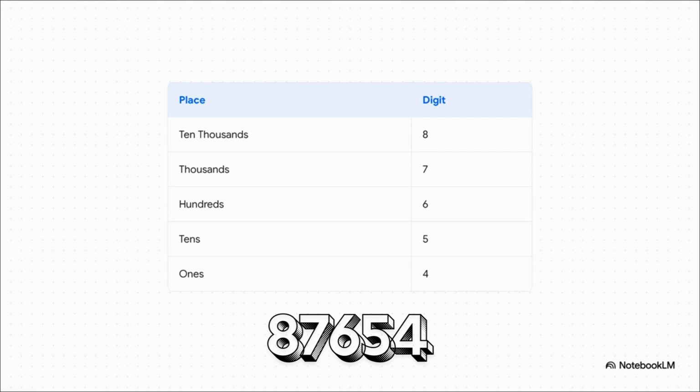1,234,567. That 7 right at the end is just worth 7 ones. But the 1 all the way over on the left, that's not just a 1. Its place in the number tells us it's actually worth 1 million. Every single digit's value depends completely on where it's sitting. This is super important stuff, especially for things like column addition.